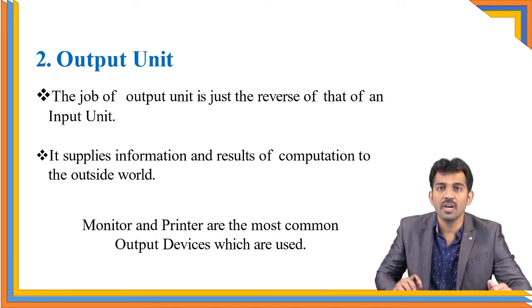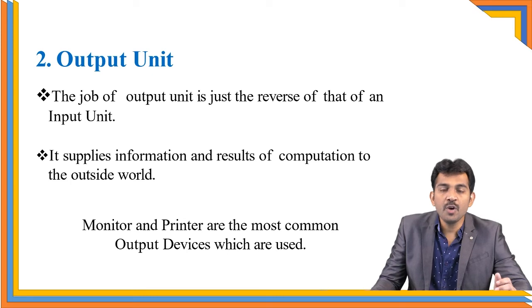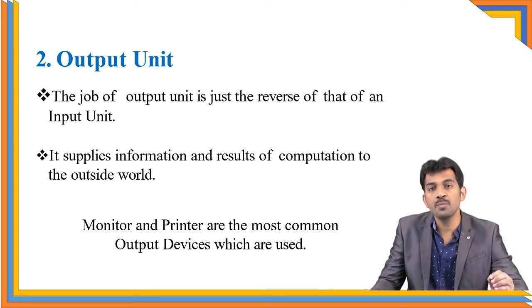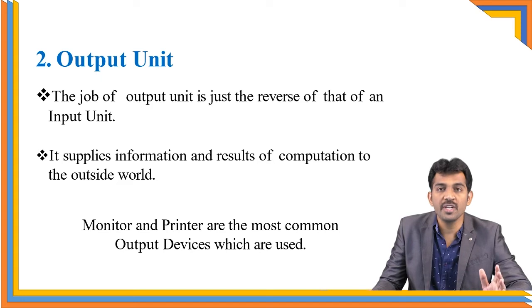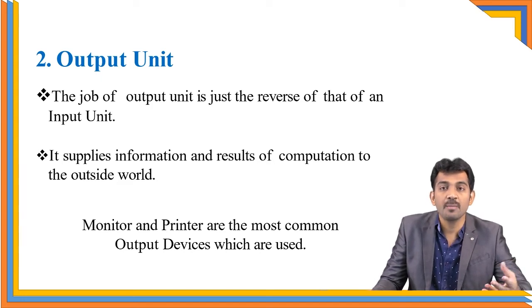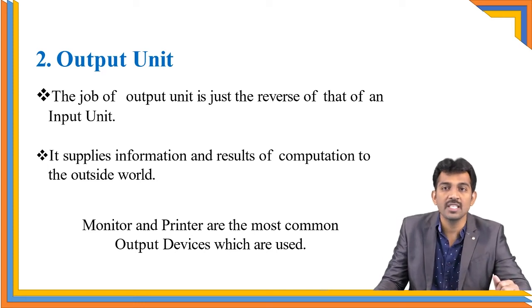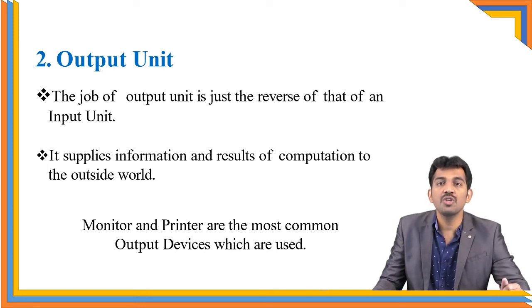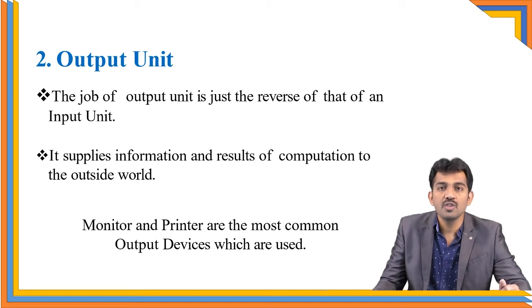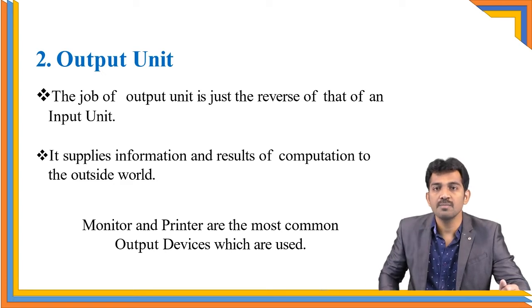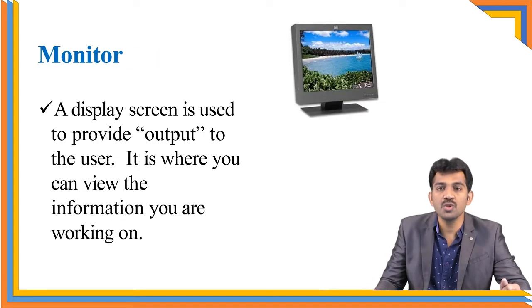The next part, the output unit. Input devices are used to give the input to the CPU, but output units are going to print the data or show your output, right? The job of the output unit is just the reverse of an input unit. It supplies information and results of computations to the outside world. Mainly we have two kinds of devices here also, monitors and printers. Monitors are used to display your output.